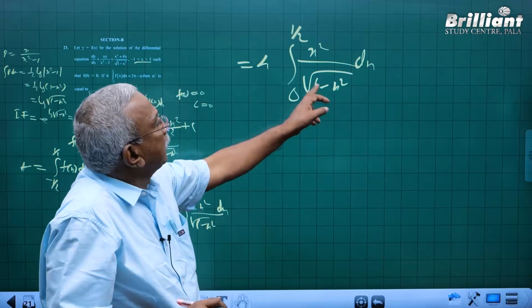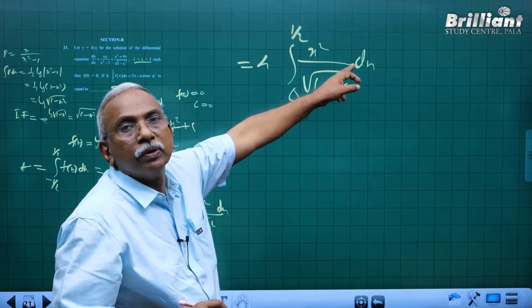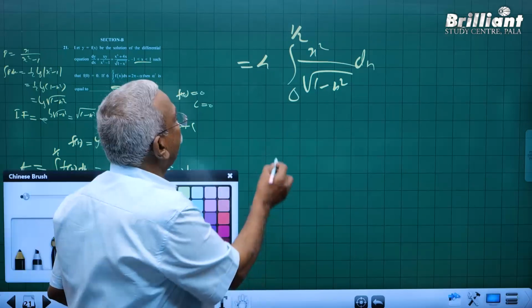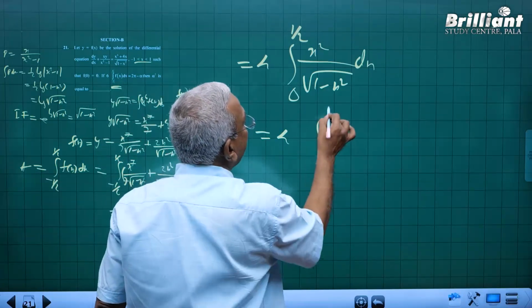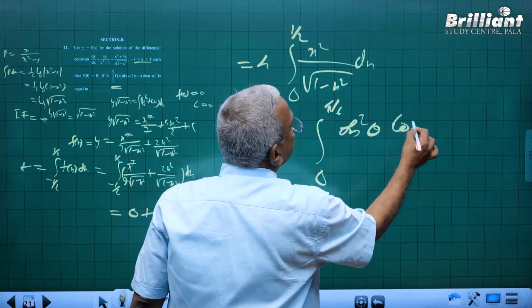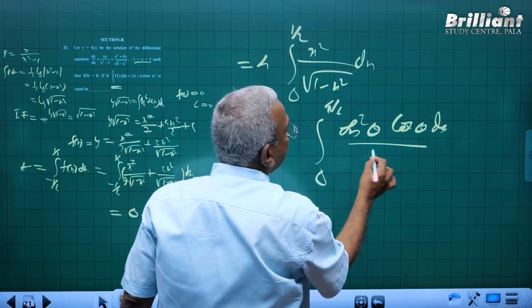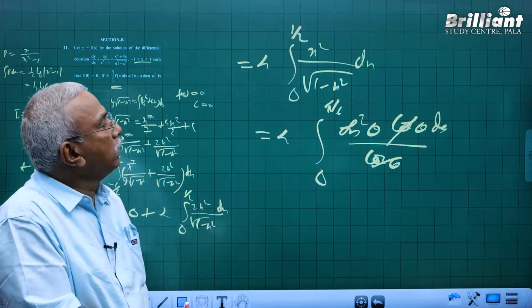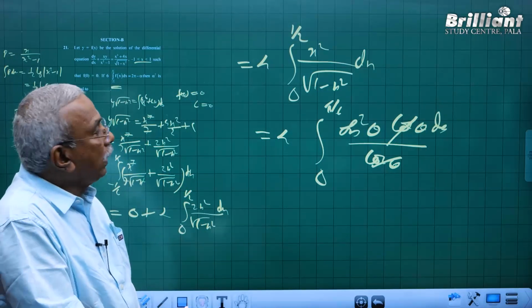When you put x = sin theta, dx is cos theta d theta, and here also cos theta, this is sin square theta, and the upper limit becomes pi by 6. So this is equal to 4 into integral 0 to pi by 6 of sin square theta into cos theta d theta divided by the below term, which is also cos theta, so we can cancel it. So there is pi by 6 and sin square theta. How to integrate sin square theta?